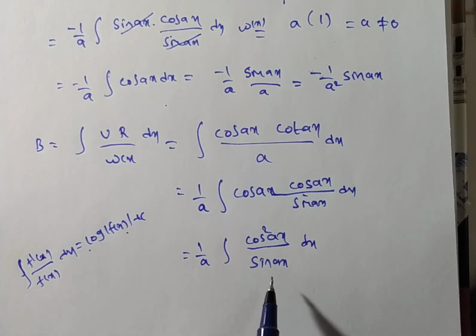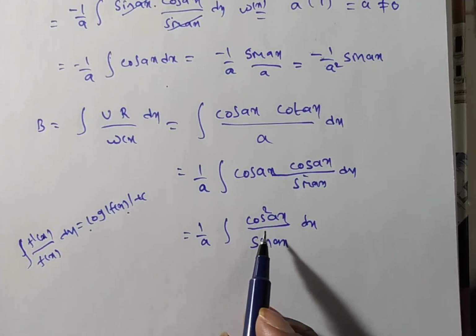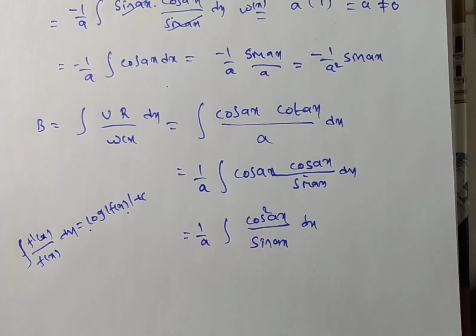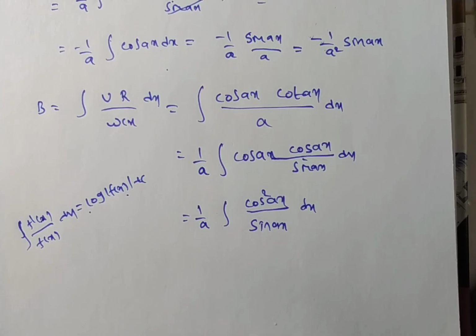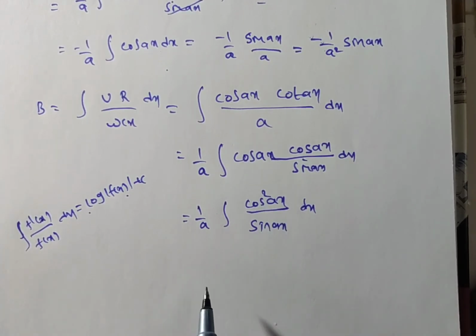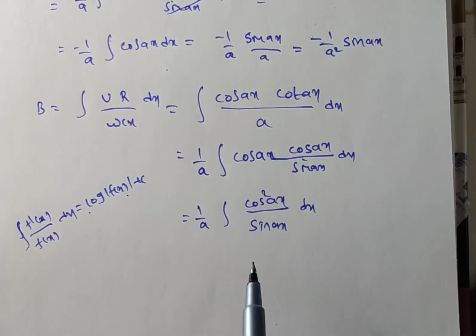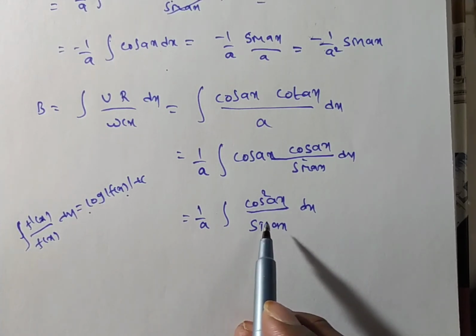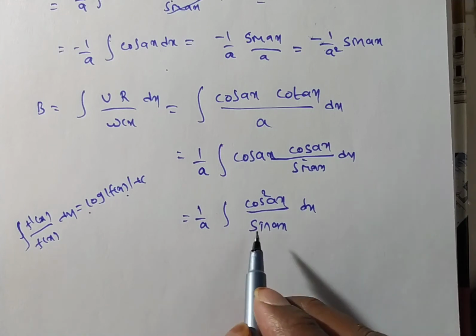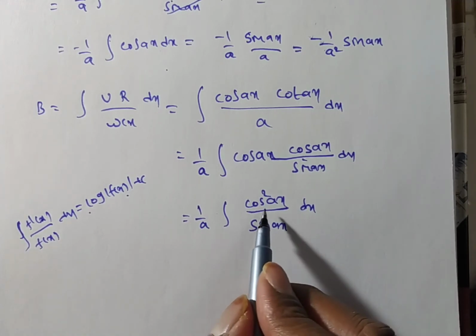That is, if the derivative of the denominator is in the numerator, then we get log of the denominator. But here the denominator is sin ax. The derivative of sin ax is cos ax into a. But here you have cos square ax. So can you solve this problem? No, we cannot solve this problem directly, so go for another method. In the denominator I have sin ax, and in the numerator I have cos square ax.